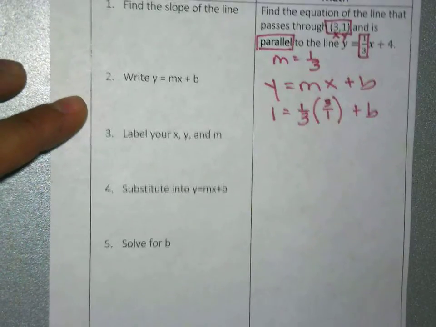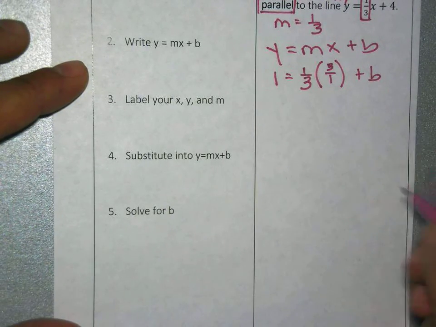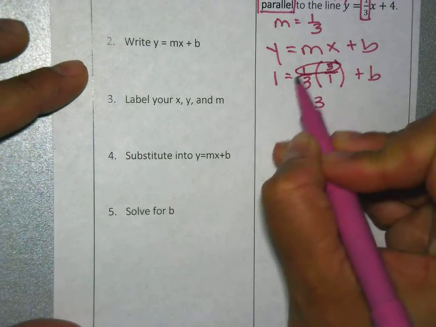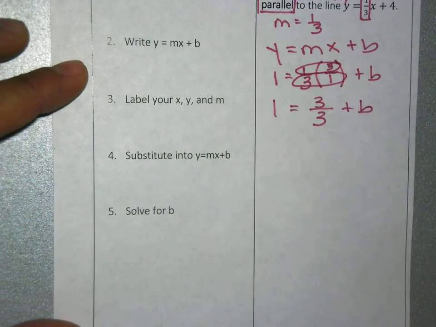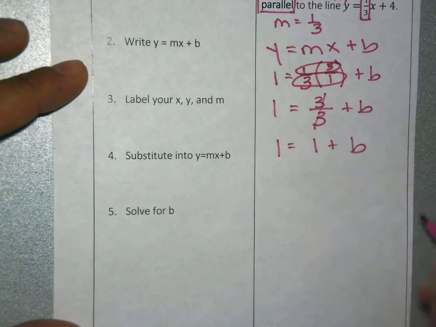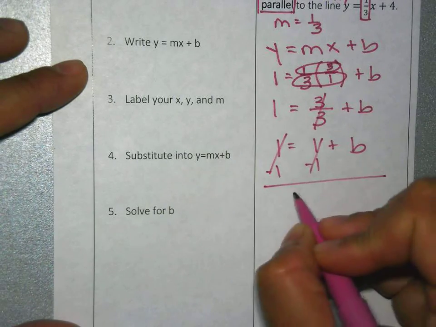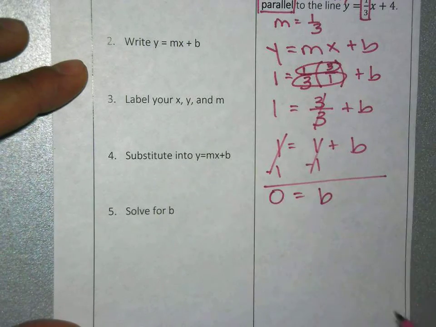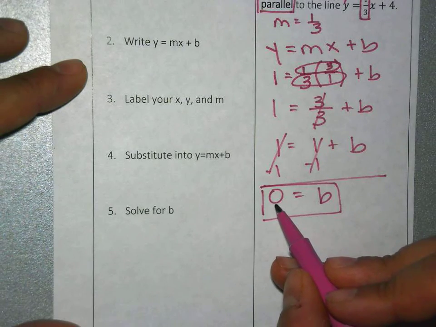My fifth step says to solve for b, so I'm going to use order of operations and inverse operations to do that. 1 times 3 is 3. 3 times 1 is also 3. And then I'm going to bring plus b, my equal sign, and my 1 down. 3 divided by 3 is 1. I subtract 1 on both sides to solve for b. These cancel and leave me with just the b. These cancel and are also just 0. Therefore, my b, or my y-intercept for my new line, is 0.